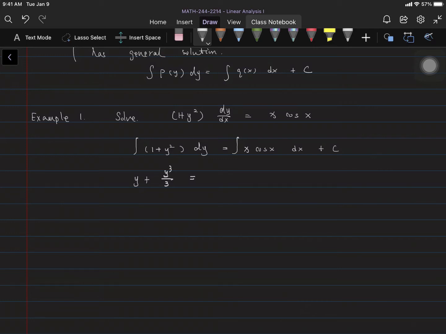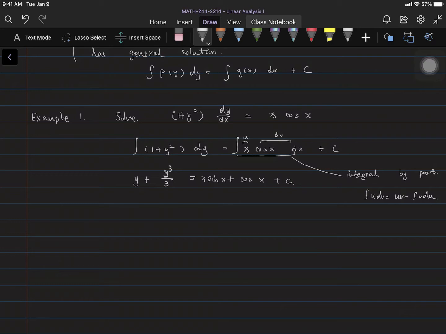For this integral, we need integration by parts. We can skip the calculation. Just to remind you, integration by parts is the integral of u dv equals uv minus the integral of v du. That's the formula, right? You just set this as u, this as dv, and solve this integral by parts. This is calculus 2 stuff. For the right side, I'm just going to give you the final integral: x sine x plus cosine x plus c. And this is the solution.